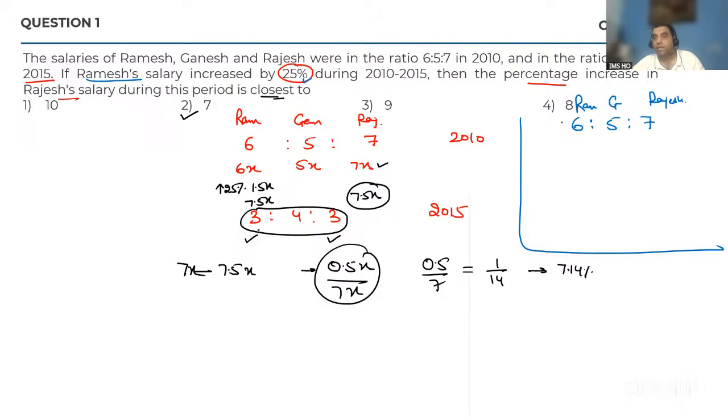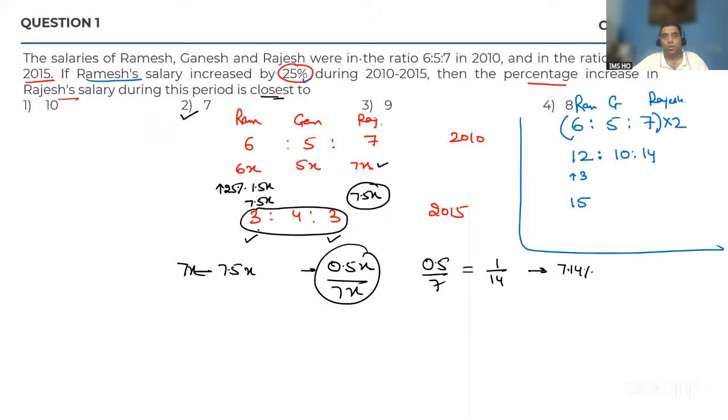Now, the ratio is given as this. So if I multiply the ratio by 2, because I know multiplying the ratio by any number doesn't change the value, it can also be rewritten as 12:10:14. And now, if I assume that their salaries are 12, 10, and 14, there is a 25% rise in the salary of Ramesh. 25% is 1/4, and 1/4 of 12, there is a rise of 3. Hence, this value will become 15.